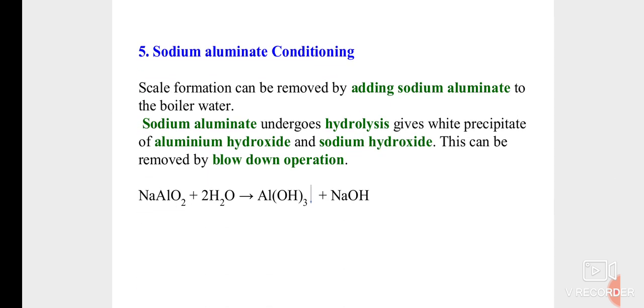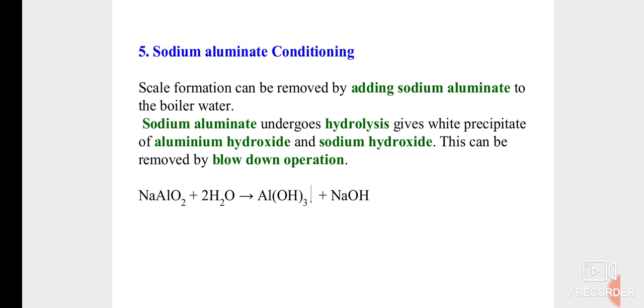Okay, next and last conditioning is the sodium aluminate conditioning. Sodium aluminate is a suitable internal treatment compound which is used directly inside the boiler. So scale formation can be removed by adding sodium aluminate to the boiler water. The sodium aluminate undergoes hydrolysis to give a white precipitate of aluminum hydroxide and sodium hydroxide. That aluminum hydroxide, which is easily dissolved in water, can be easily removed from the boiler by the blow down operation method.